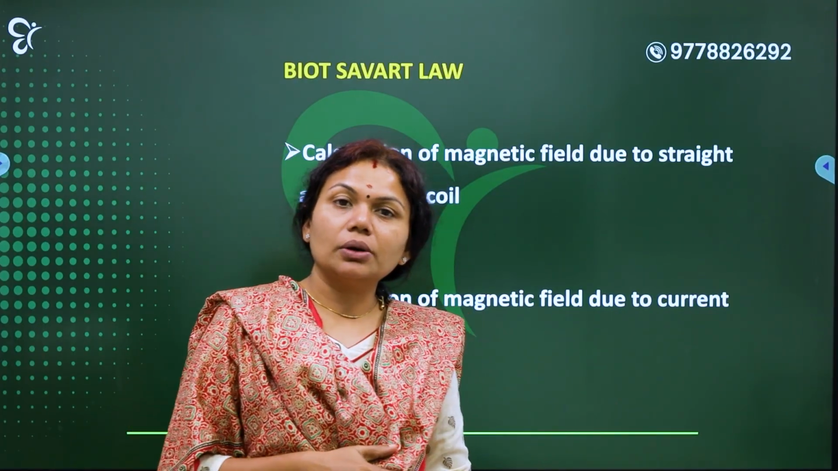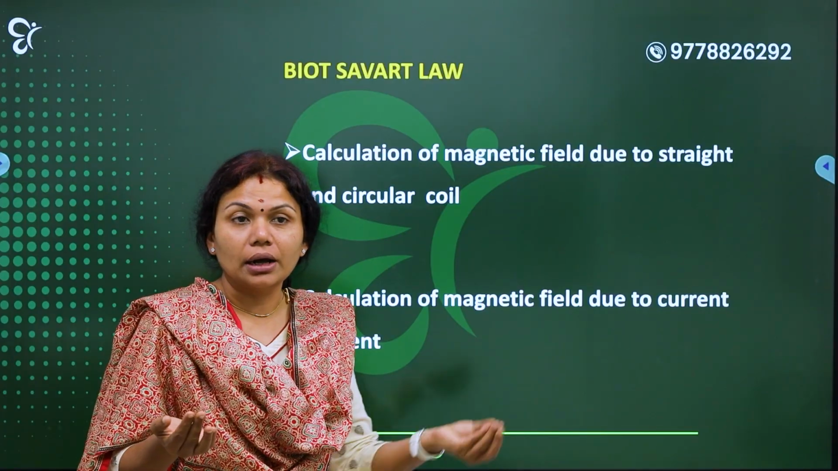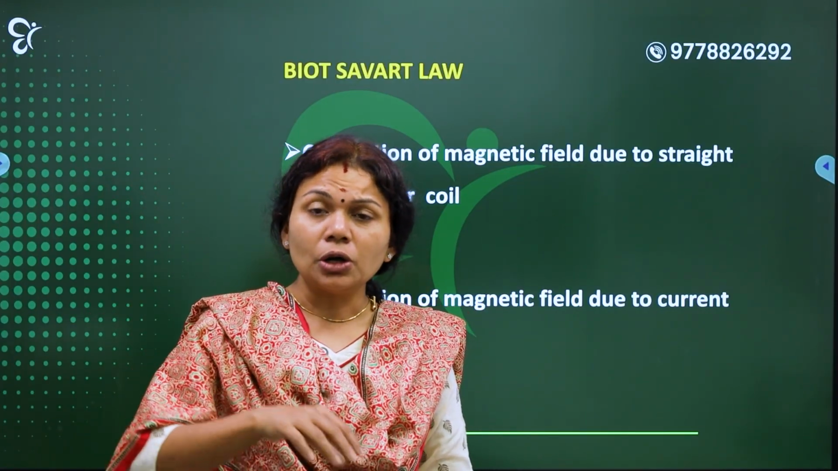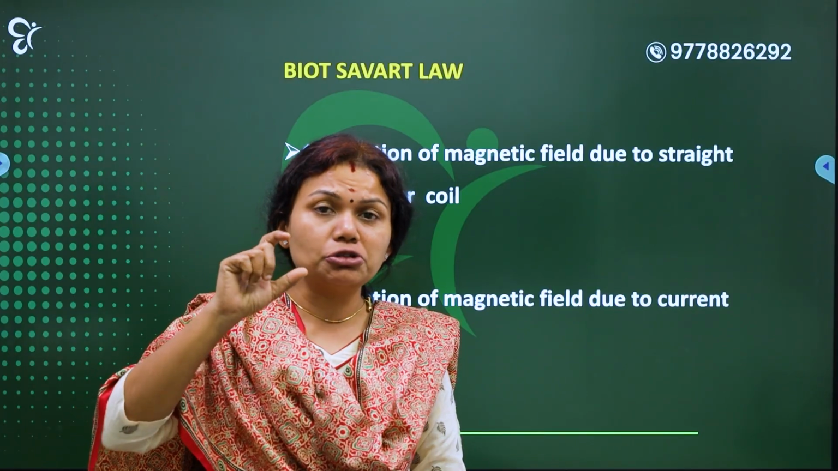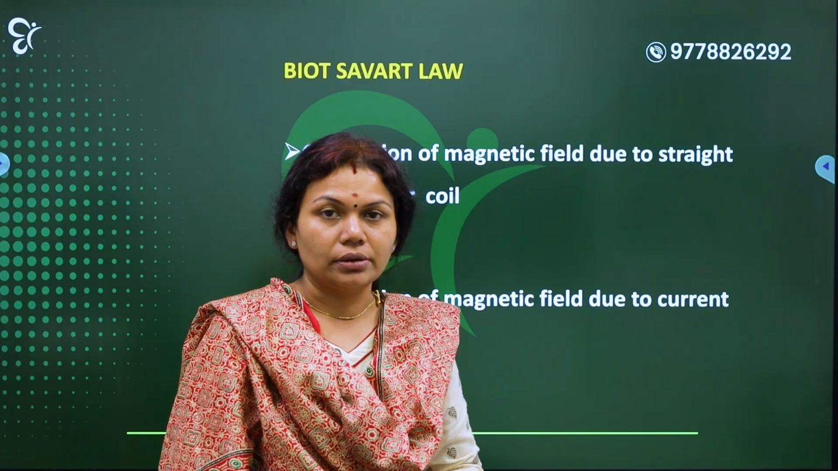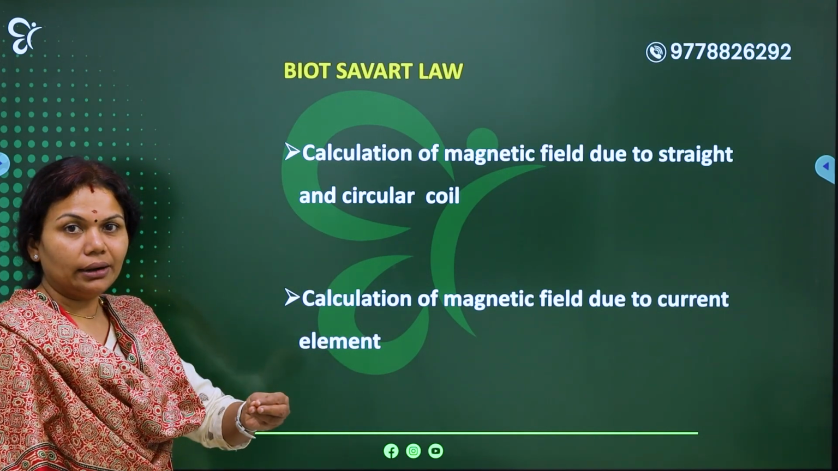Then along with circular coil, you should know how to calculate the magnetic field due to a semicircular coil or a semicircular portion. And also how to calculate the magnetic field due to an arc which is subtending an angle theta at the center. So related to this topic, numerical questions can come.